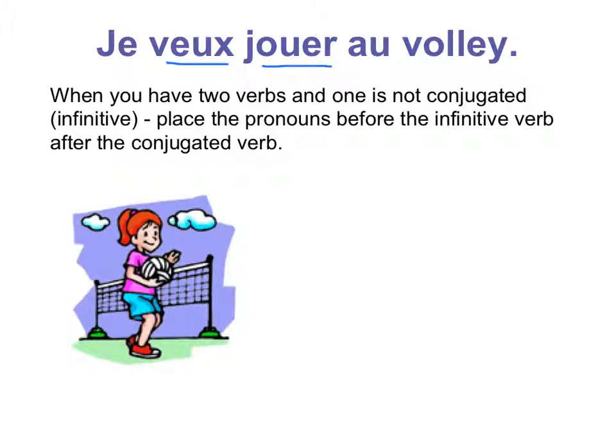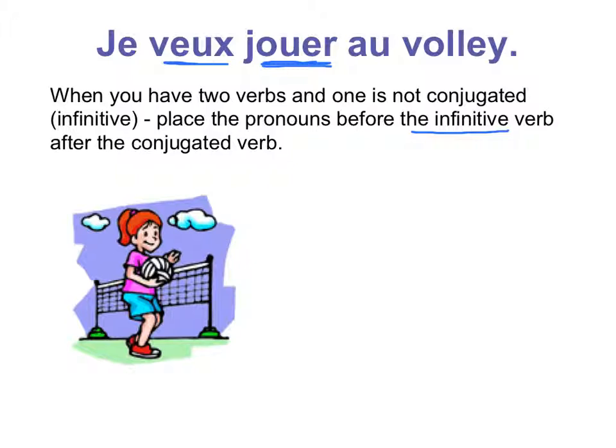It's not like the passé composé where both of those verbs go together to make one tense. They're actually two separate verbs that are working together. One, veut, is conjugated. The other, jouer, is unconjugated. We call that infinitive. So when you have two verbs and one is not conjugated, place the pronoun before the infinitive, that unconjugated verb, and after the conjugated verb.